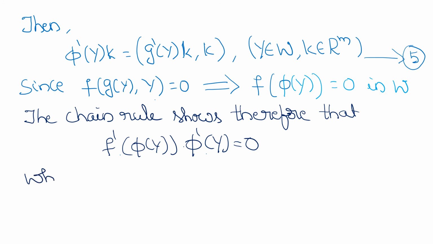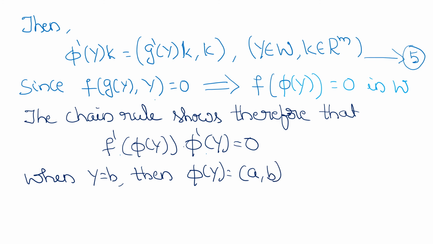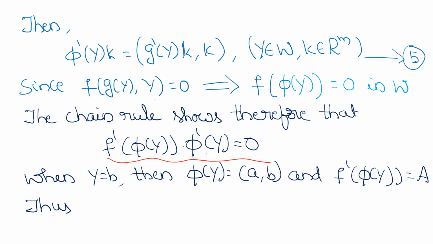So when y equals b, then what will be phi(y)? It is equal to (a, b) and f'(phi(y)) is equal to A. Thus, from this result we get, what do we get? A times phi'(b) is equal to 0. Call this result 6.